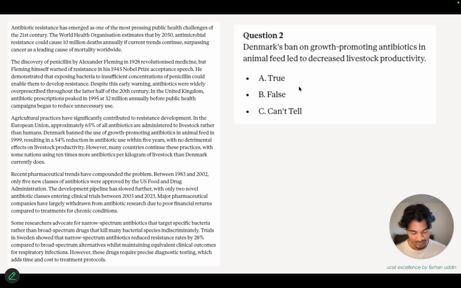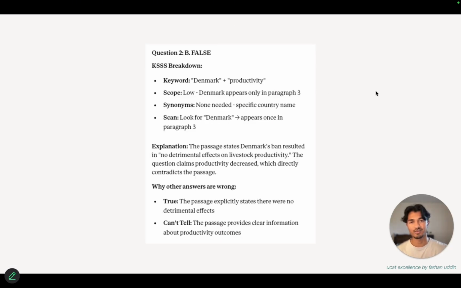Denmark banned the use of growth-promoting antibiotics in animal feed in 1999, yada, yada, yada, with no detrimental effects on livestock productivity. And so Denmark's ban on growth-promoting antibiotics in animal feed led to a decreased livestock productivity. Well, this one says that there was no impact on it. So that's a direct contradiction, an incorrect link. Therefore, the answer here is false. And that's what we get here.